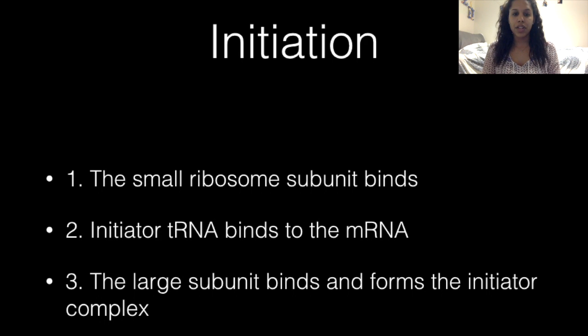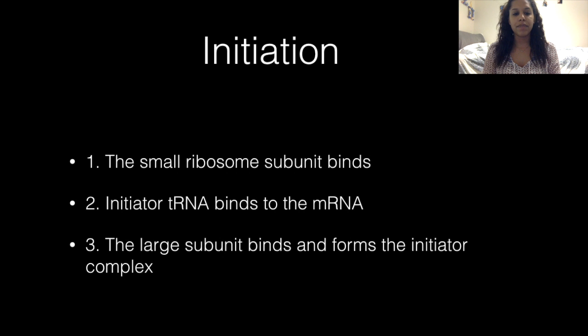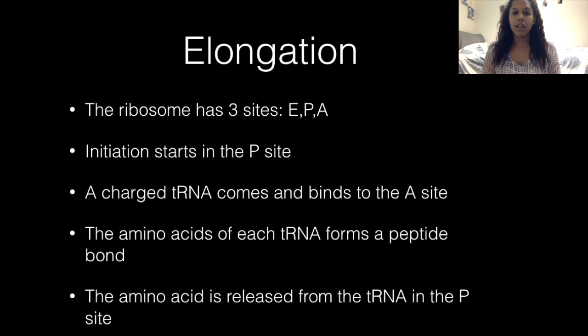So once it is charged, we can begin initiation. The small ribosome subunit binds. Then the initiator tRNA binds to the mRNA. The large subunit binds and forms the initiator complex. The ribosome has 3 sites, the E, A, and P. Initiation starts in the P site.